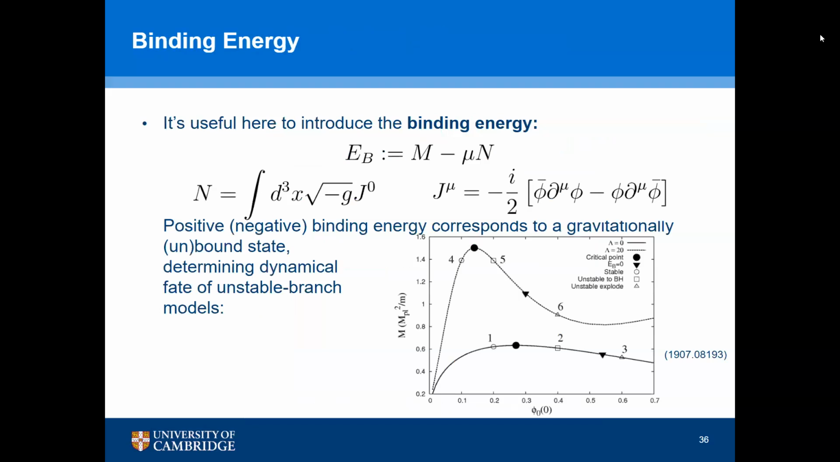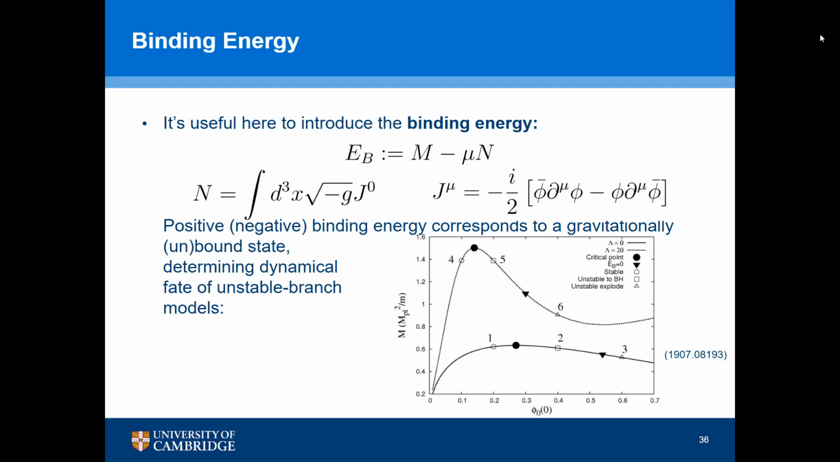To answer that question, it's useful to talk about what we haven't talked about yet, which is this notion of binding energy for a boson star. Of course, with a complex scalar field, you have a conserved Noether current, a Noether charge. The binding energy is essentially a measure of the energetic preference between all the scalar matter being dispersed to infinity and the boson star solution that you have. And we know that it's important because for unstable branch models in particular, it determines their dynamical fate.